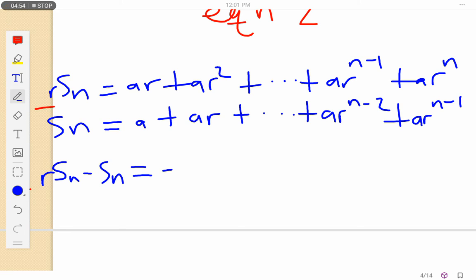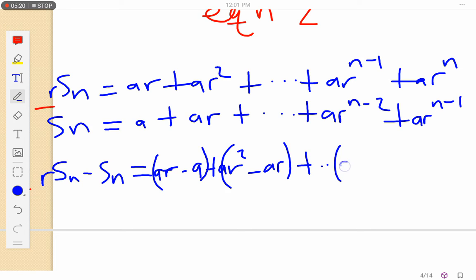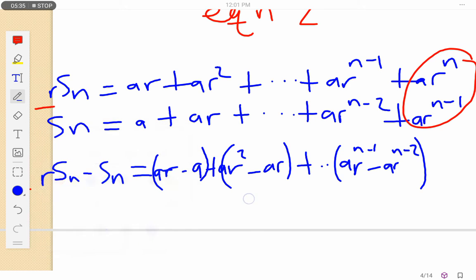I've got a common factor there. Let me take out, so when I subtract, I'll have AR minus A. Then I've got plus AR squared minus AR, then plus dot dot dot. This one is AR to the power of n minus 1 minus AR to the power of n minus 2. Then the last one is this one. I subtract these two again. Okay, so that's how we are subtracting.